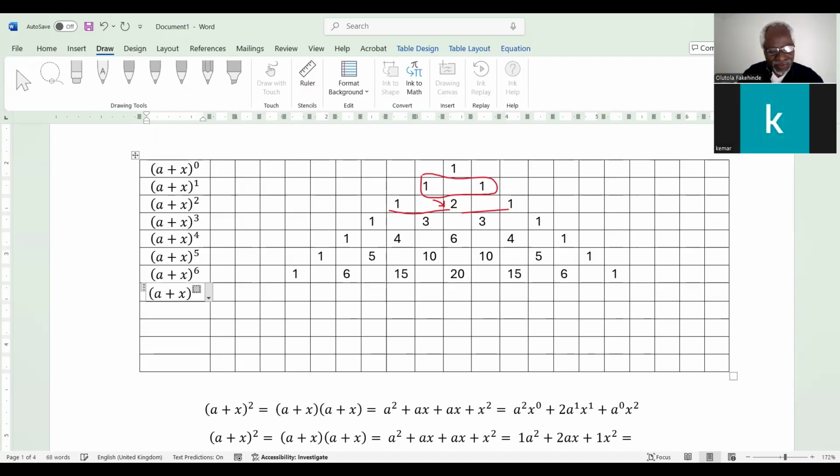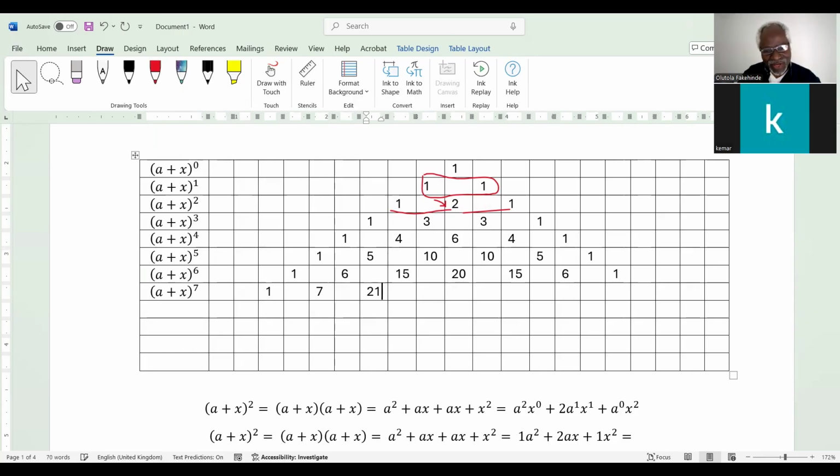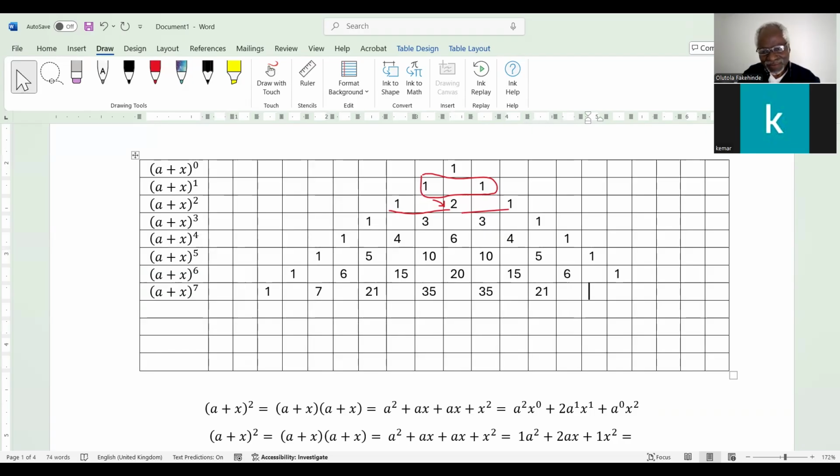Once you are comfortable with this, you can tackle any problem. So 1 again, then 7, 7, 21, 21, then 35, 35, 35 again. Then 21, 21, 7 and 1, 7 and 1. Good. I'm happy. Yeah, you got that.